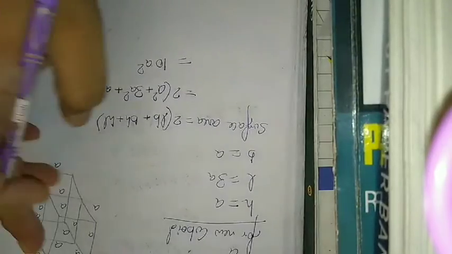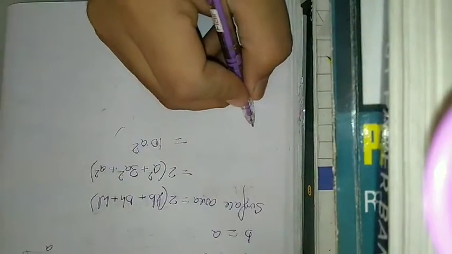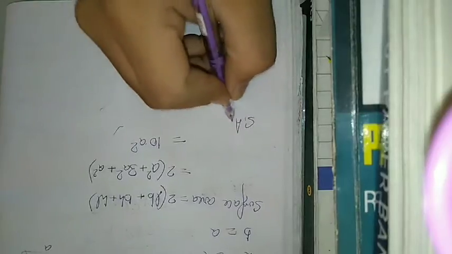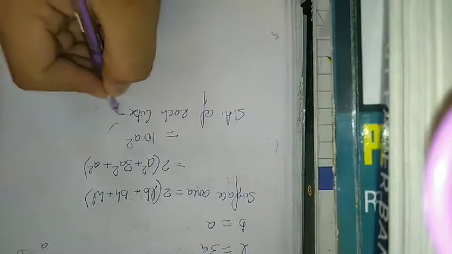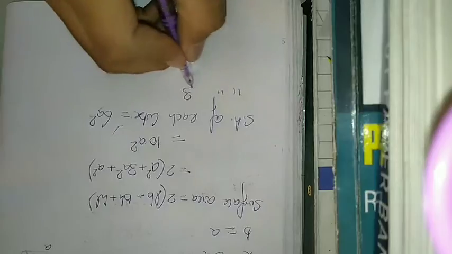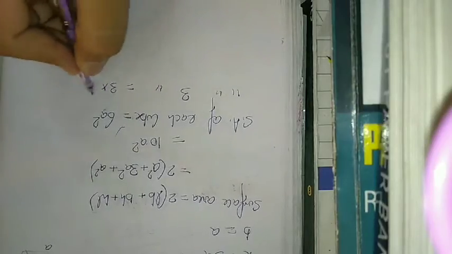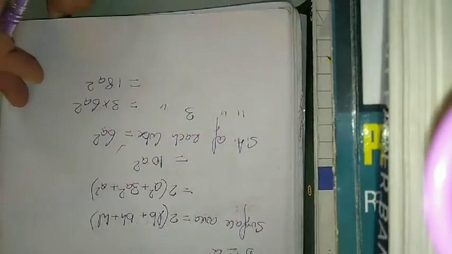So find the ratio of the total surface area, this is the surface area of the new cuboid, to that of the sum of the surface area of 3 cubes. So what about the surface area of 3 cubes? Surface area of each cube is equal to 6a square. So surface area of 3 cubes is equal to 3 into 6a square, 18a square, right?